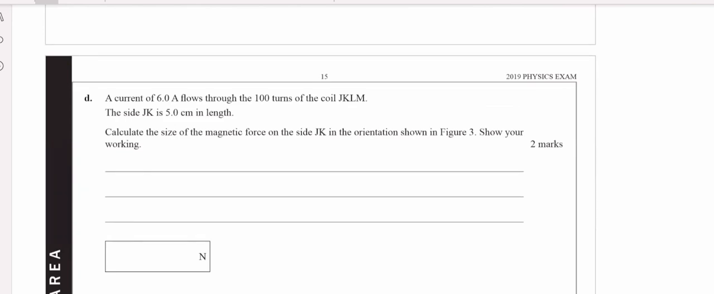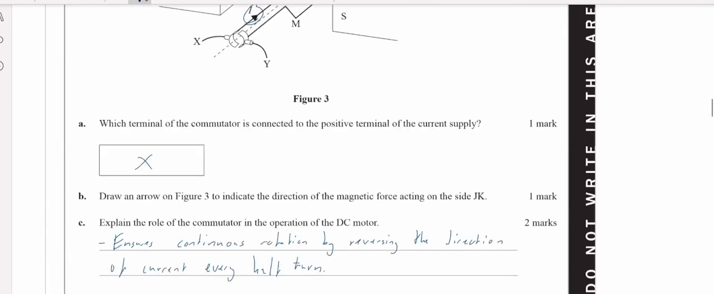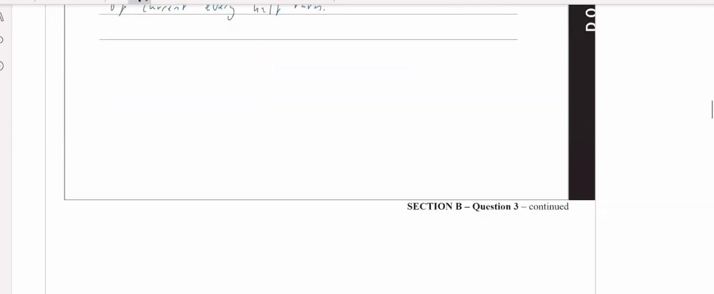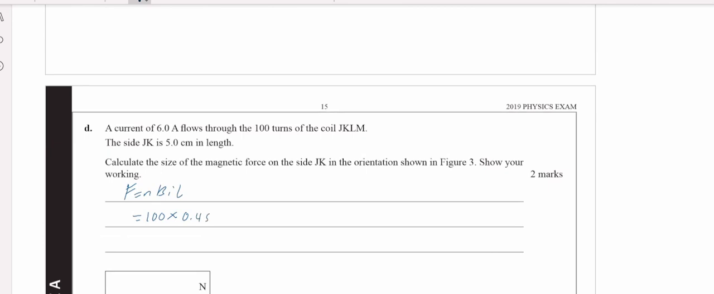A current of 6 amps flows through 100 turns of the coil. The side is 5 centimeters. So F equals N B I L. So turns, 100 turns. The B field is 0.45. Current of 6 amps. Length is in meters, 0.05. So 13.5 newtons.